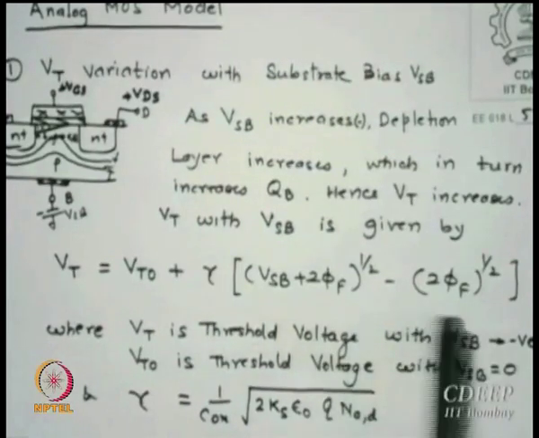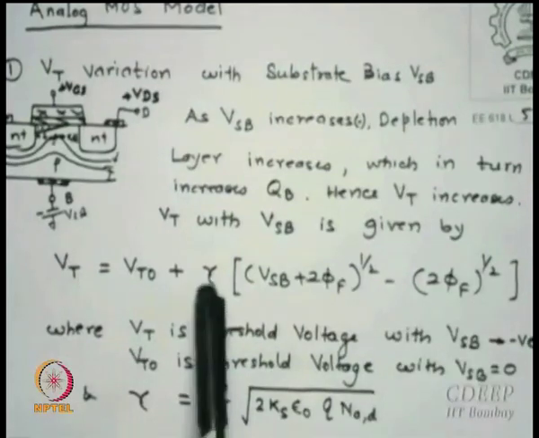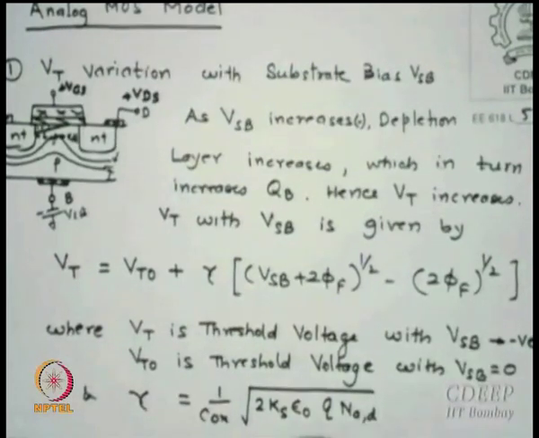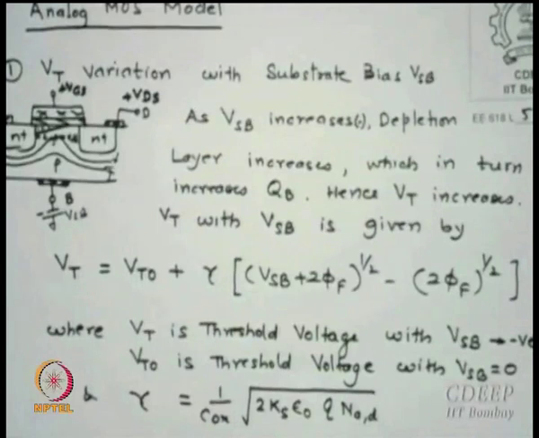This additional term is multiplied by gamma, which is essentially part of the XD expression we wrote there, the QB expression: 1 upon Cox times root of 2 Ks epsilon naught q NA. Here NA means NA for an N channel device, and ND for a P channel device.